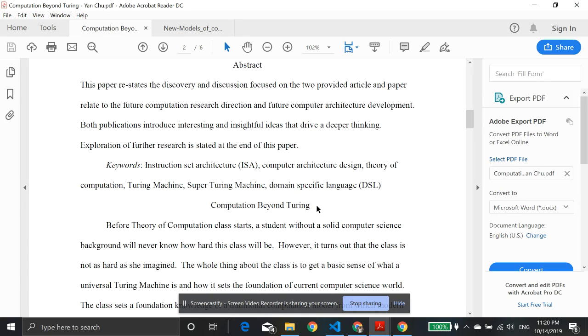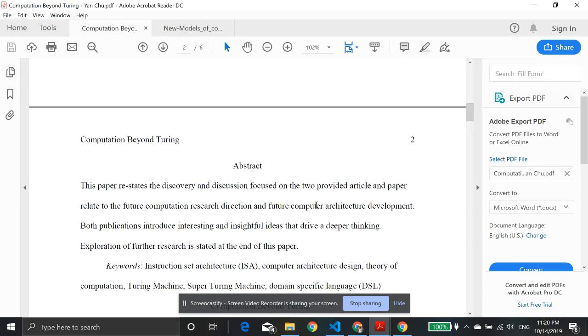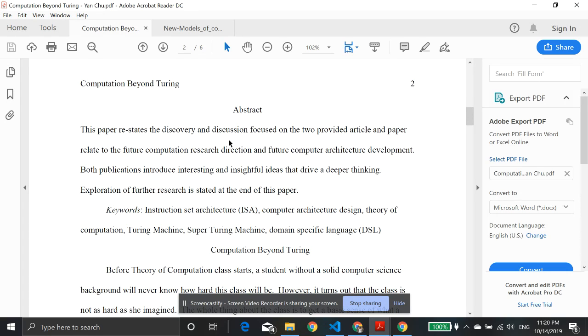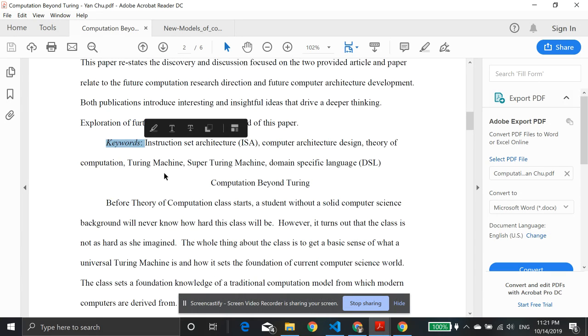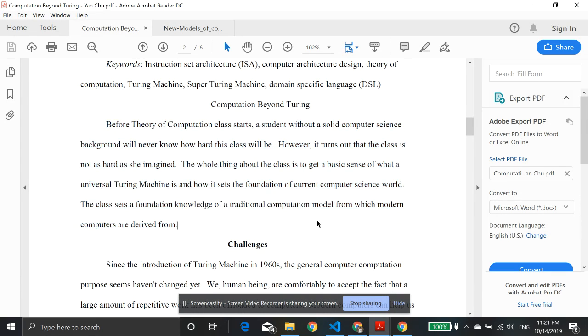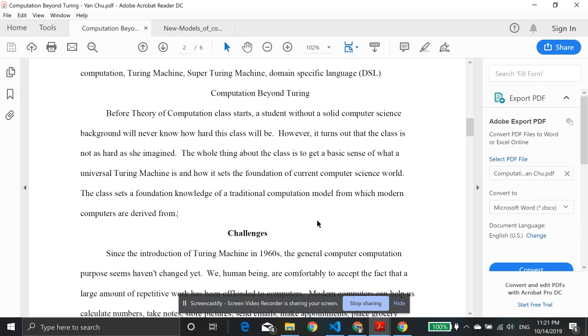Okay, so let me walk through my paper here. Here is my abstract, the keywords, and then my introduction. Here I mentioned that when I first started this theory of computation class, I barely believed I could survive, but now it's almost the end of the semester. I think I have learned a lot from this class, and I'm ready to go to the next level of my academic development.